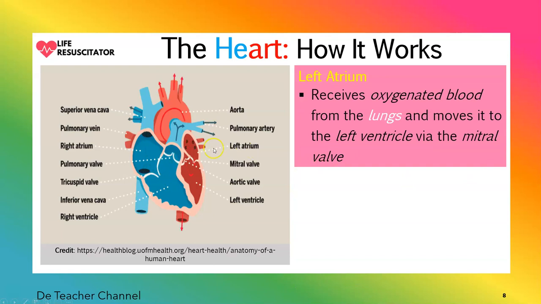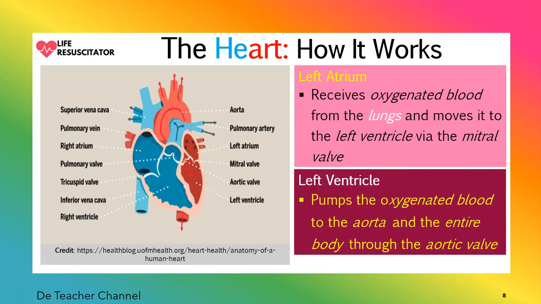So the left atrium receives oxygenated blood from the lungs and moves it to the left ventricle via the mitral valve. That is the valve. You can see that valve opening and blood flowing, and this happens every time.